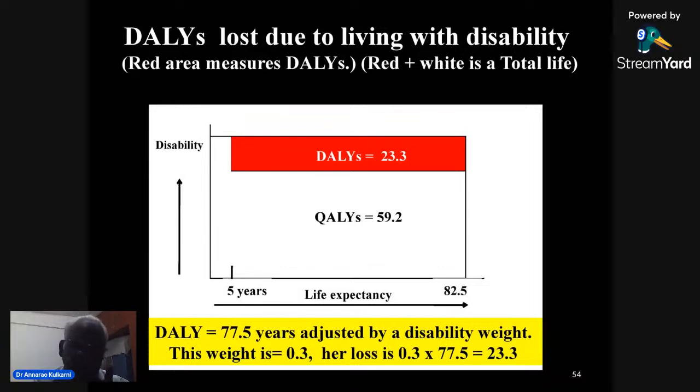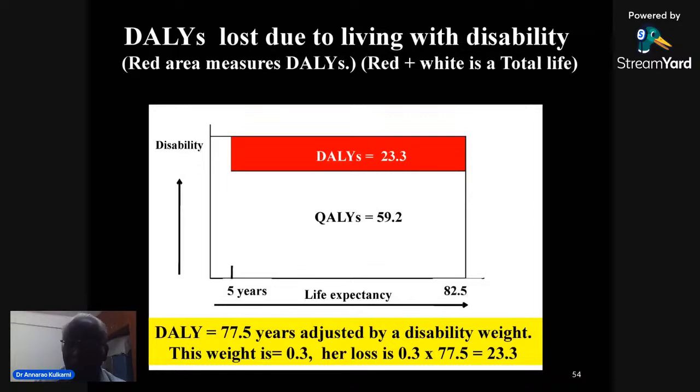So the life years lost is 0.3 times 77.5, which is equal to 23.3, depicted by red color here. So this is the disability adjusted life years lost, 23.3. So in effect, the quality adjusted life years is 59.2. Though he lived up to 82.5, it is considered as if he lived for 59.2 years when we adjust his life by quality, that is, disability adjusted life years or quality adjusted life years.